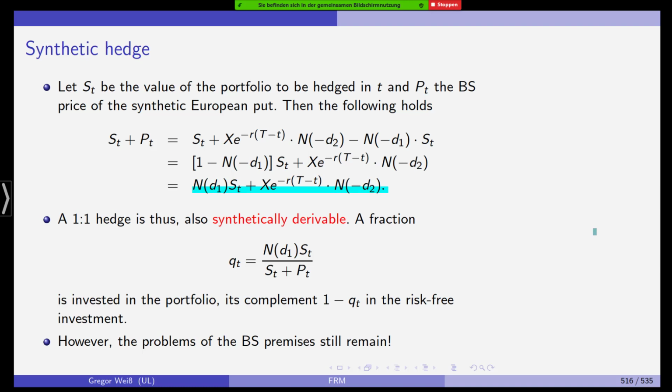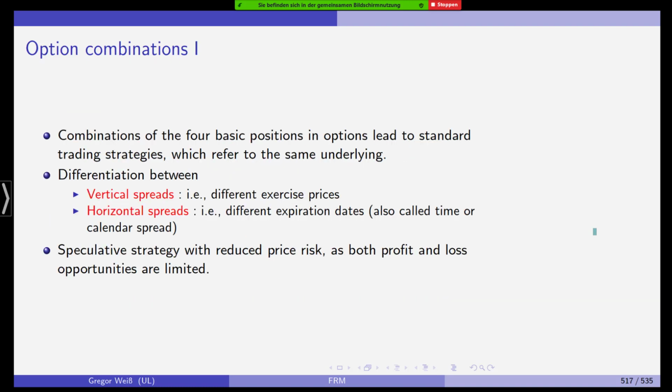So we take a fraction, QT. Obviously, this is calculated from the expressions from the Black-Scholes model. We again have N of d1 here. And we invest this in the portfolio, and the complement 1 minus QT is invested in the risk-free investment. However, of course, if the Black-Scholes model assumptions are not fulfilled, this doesn't work. This only works if all the assumptions of the Black-Scholes model are fulfilled, and this, of course, is a pretty hefty assumption.